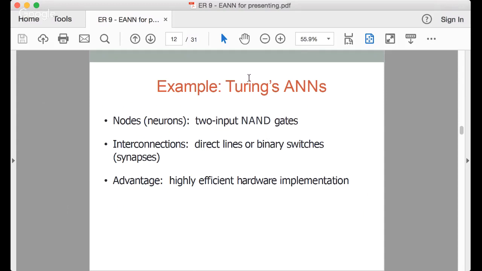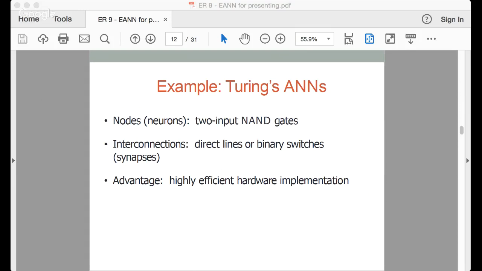In this example, in Turing EANNs, the nodes or the neurons are two-input NAND gates. The interconnections are direct lines or binary switches, or we can call them synapses. The advantage of having Turing EANNs is that they have a highly efficient hardware implementation.